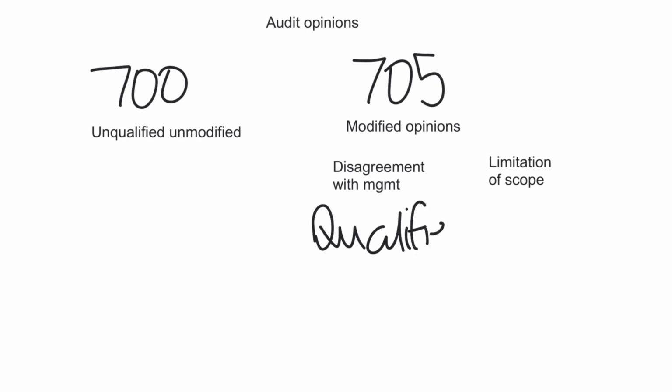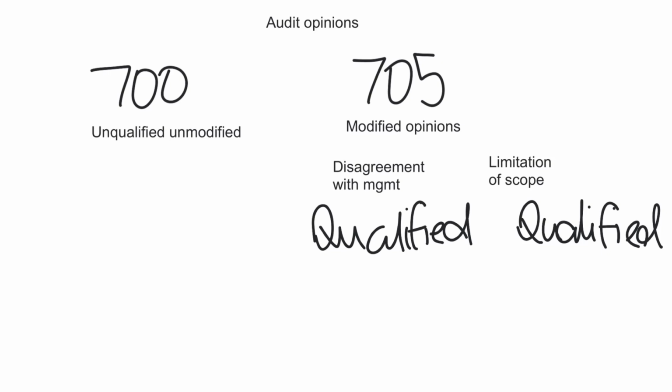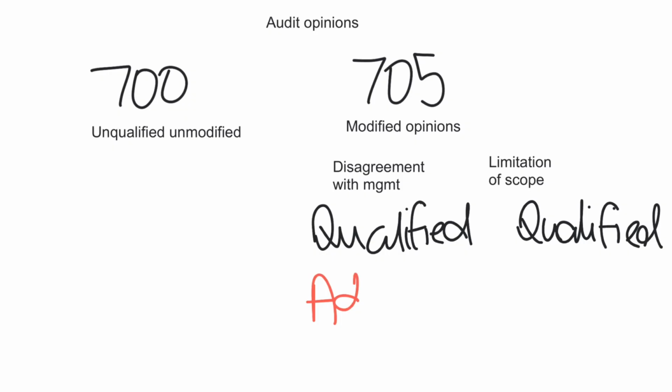If you've got a limitation of scope that's material and not pervasive, again, that's going to be the same, qualified. If you have material and pervasive disagreements with management, so multiple, and I always think of the octopus, think about an octopus sitting on the financial statements, many, many misstatements, or think about the blue whale, which is the world's largest whale, so large, but it's only one thing, then you'd go with adverse. Or if you've got a limitation of scope that's so large, you can't collect a lot of evidence on a lot of areas, you're going to go with a disclaimer of opinion.